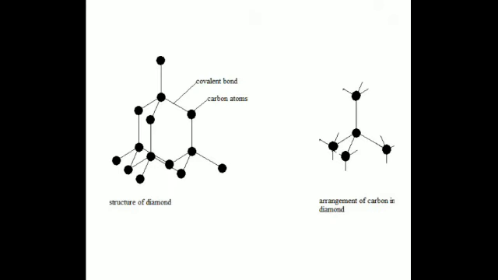Now talking about the structure of diamond. Diamond has a giant molecular structure. So it has 4 valence electrons. We have already discussed that carbon has an atomic number of 6, so its electronic configuration is 2 and 4. So it has 4 valence electrons, or in other words you can say it has a valency of 4.